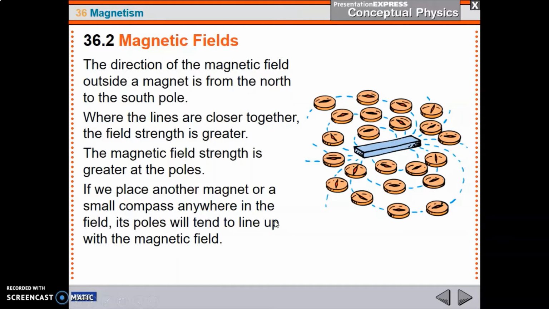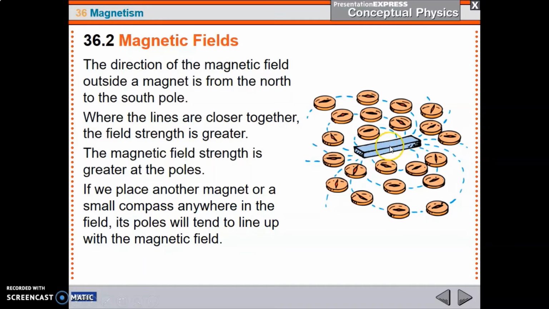The direction of the magnetic field outside a magnet is from the north to the south pole. Where the lines are closer together, the field strength is greater. The magnetic field strength is greater at the poles. If we place another magnet or a small compass anywhere in the field, its poles will tend to line up with the magnetic field.